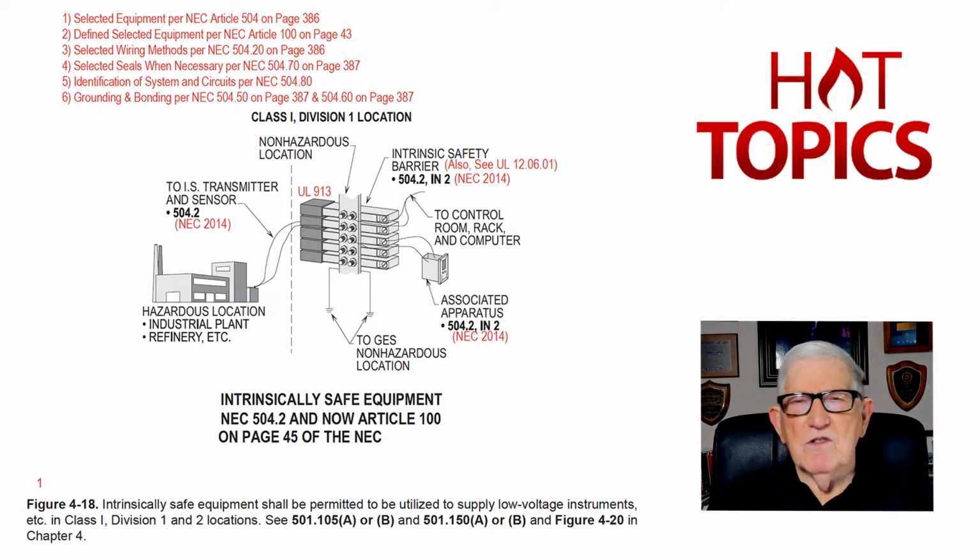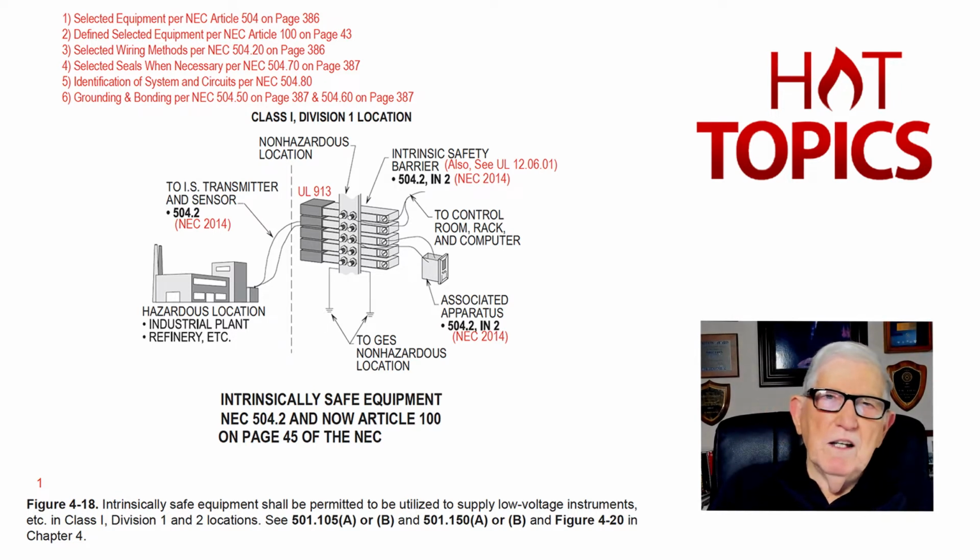Identification of the system and circuits and so forth is in the NEC in Section 504.80. And then finally, the grounding and bonding of the system and the circuits and the enclosures as well. NEC 504.50 for bonding on page 387 and 504.60 on grounding on page 387. Well, that may be vice versa there. 504.50 is grounding and 504.60 is bonding. Excuse me, I just got a little mixed up on that.